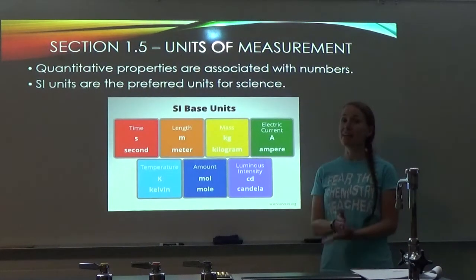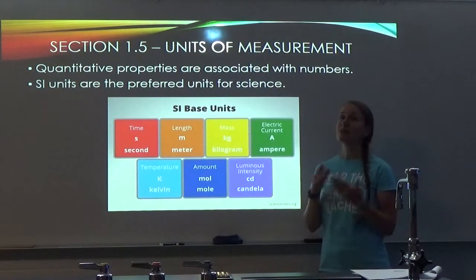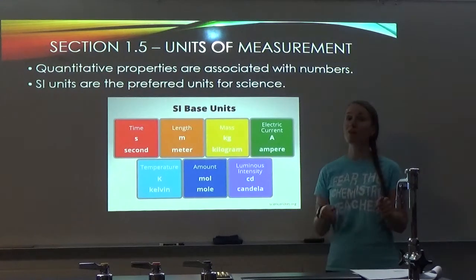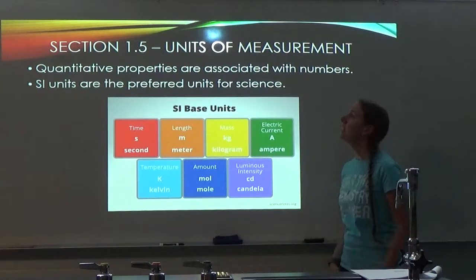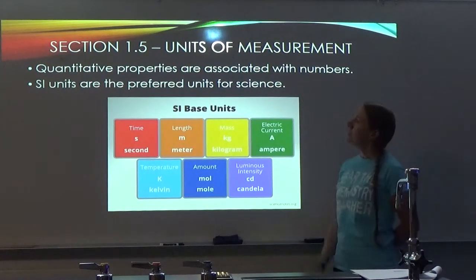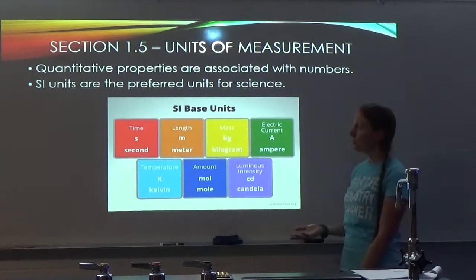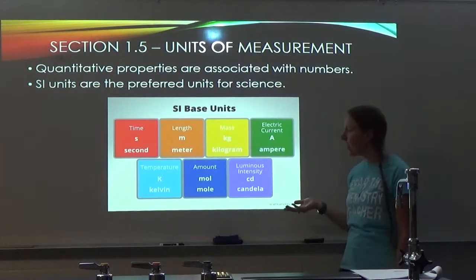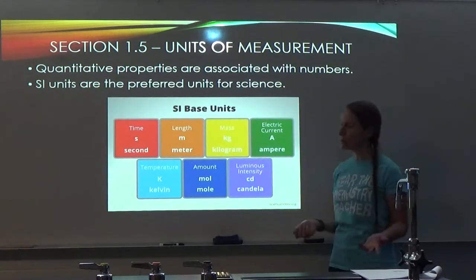So we need to get that down, get it together, because that should be second nature to you by the time you're done with this class. Well, preferably before you take the AP exam. So we're going to talk about units of measurement. Quantitative properties are associated with numbers, and the SI units are the preferred units for science. However, you know that sometimes we don't use those units.